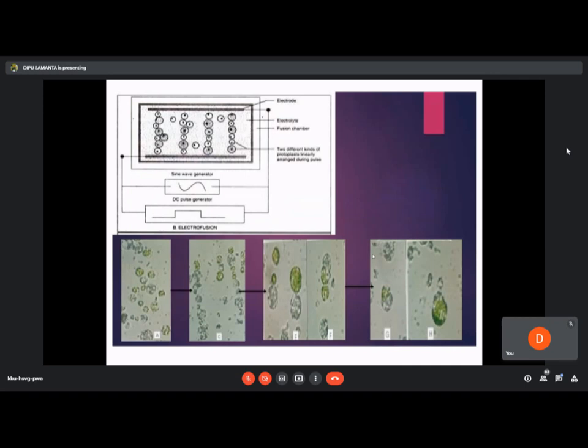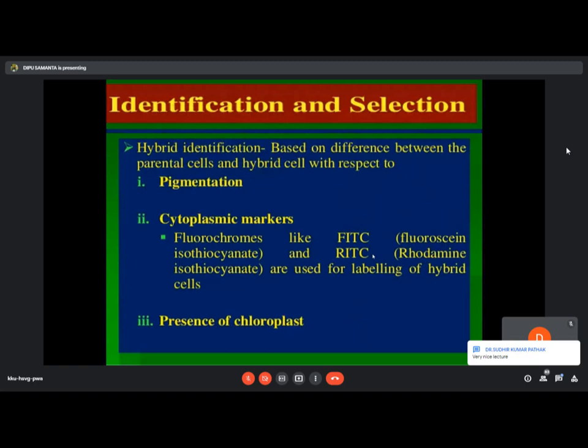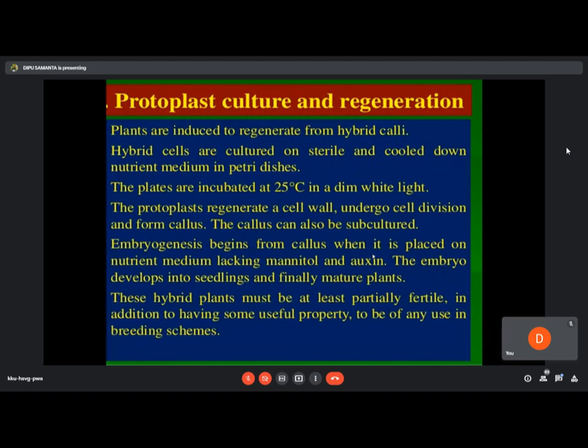Okay. Now after protoplast fusion, there are several methods to identify and select by visualizing several characters like pigmentation, cytoplasmic markers, use of FITC, RITC, and presence of chloroplast, that are the markers for identification. After protoplast culture, the regeneration is important. Plants are induced to regenerate from hybrid callus.